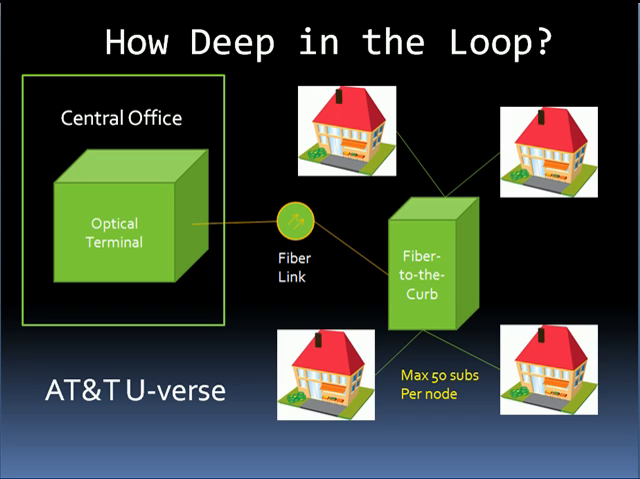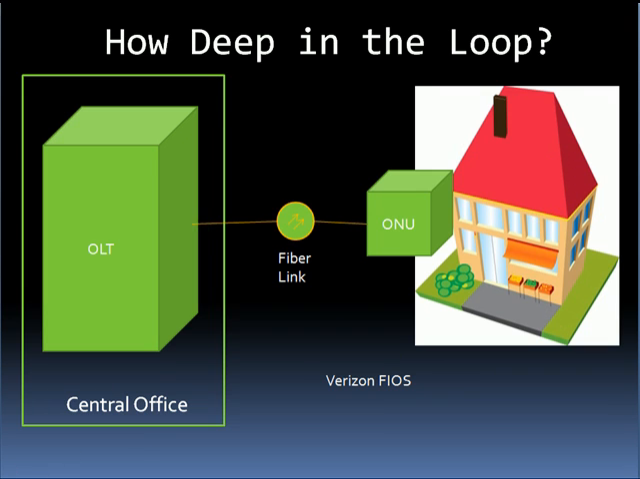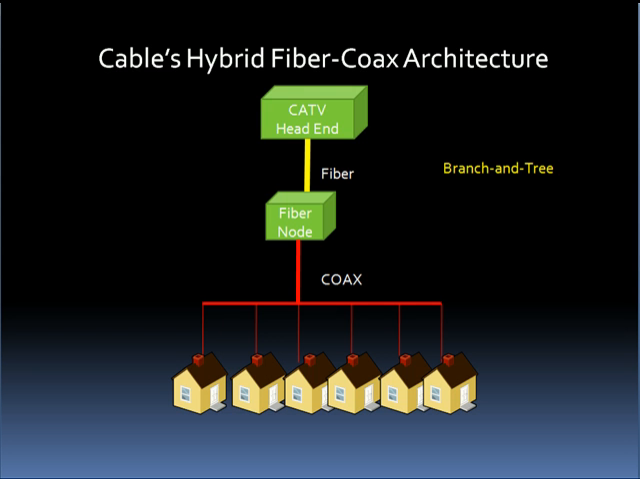AT&T has chosen its UVerse architecture, which deploys the fiber terminal curbside and serves a maximum of 50 homes from each such node. In comparison, Verizon's FIOS system has taken an ONU, a fiber optic terminal, and terminated it all the way on the side of the customer's home, thus providing a fiber for each of their customers. In comparison to this, cable uses its old hybrid fiber coax architecture, which terminates a fiber somewhere in the neighborhood and serves a cluster of homes, often in the hundreds.